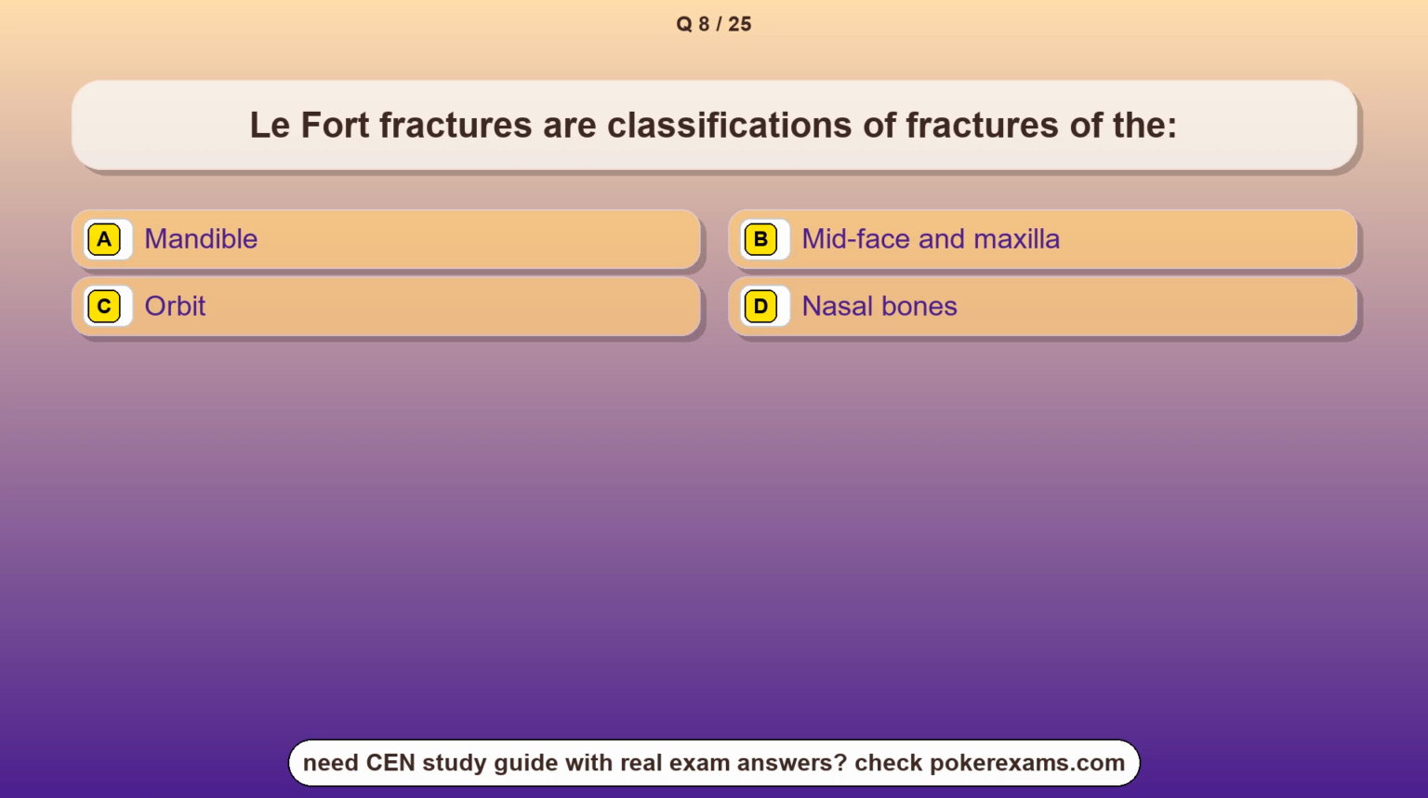Question 8. Le Fort fractures are classifications of fractures of the option A. Mandible. Option B. Mid-face and maxilla. Option C. Orbit. Option D. Nasal bones.